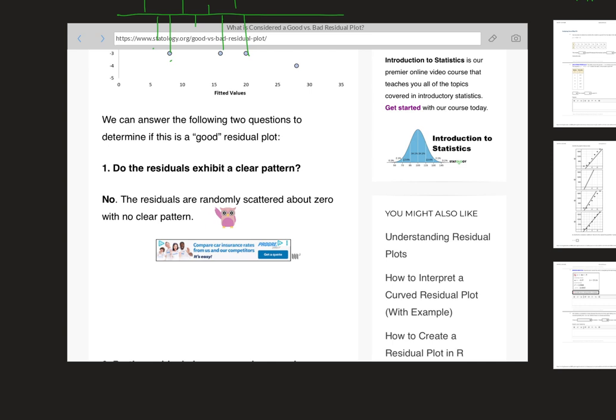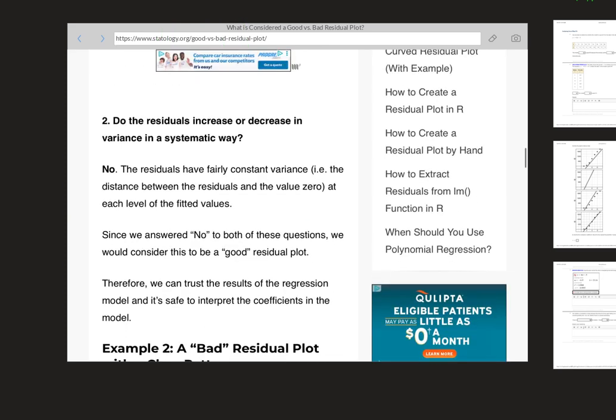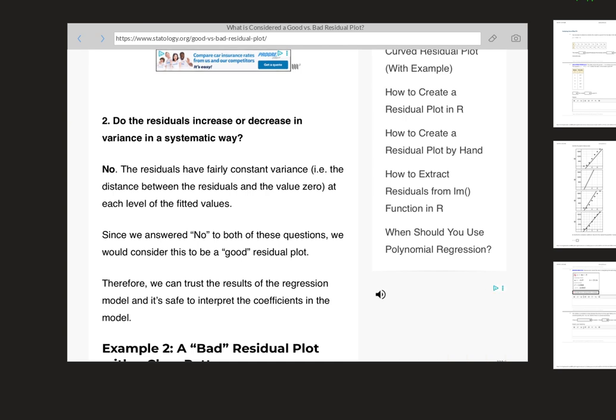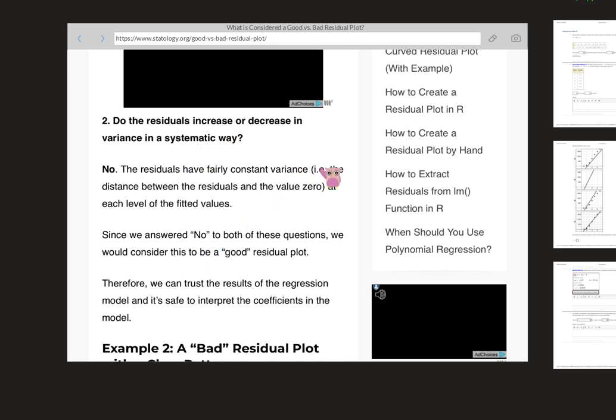Do the residuals exhibit a clear pattern? No. They're randomly scattered about the zero with no clear pattern. So that's one reason why we call it good. And then the other reason is, do they increase or decrease in a systematic way? And the answer is no. They have a fairly consistent variance, which is the distance between the residuals and zero. If they were all going up in a line, well, that would be increasing in a systematic way. If there was a curve, that would be a systematic way, right?